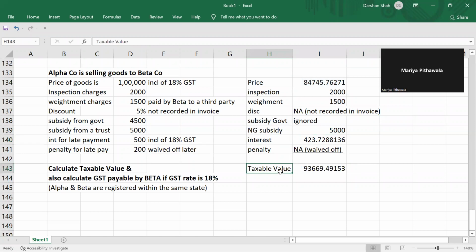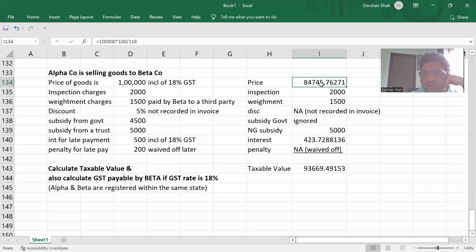Sir, if the discount was not ignored, will we take it on 1 lakh or without the GST? If discount is 5% recorded in the invoice value, we'll take discount on the price amount, 84,745. Because if you take it on 1 lakh, that discount will also be inclusive of GST, and then again you will do the same thing into 100 by 118. So discount would have been taken on 84,745.